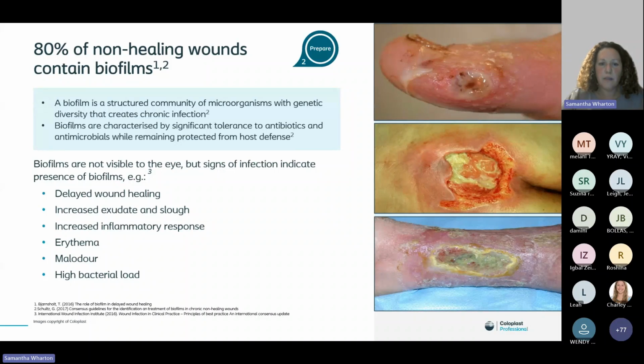They're not visible to the eye, but their presence would be seen as those classic signs of infection. So that delayed wound healing, that increase in exudate and slough, that's because they keep it in that increased inflammatory response, erythema, malodour, and that high bacterial load. So when you've got a wound and it's just static, it's not progressing, that will be the biofilm sitting within that wound bed, causing that wound not to progress. So it's really important that we manage those biofilms effectively.